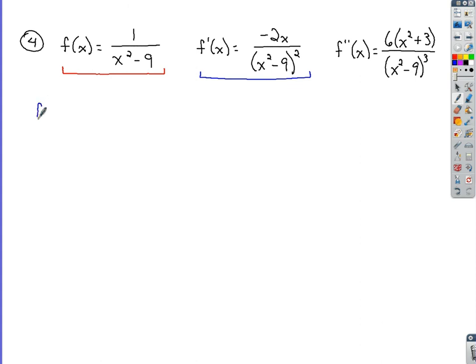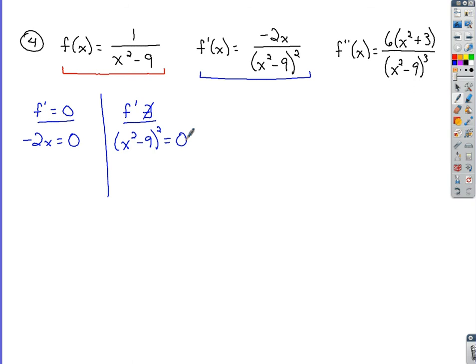So if you start with this first derivative that's been given, and you dissect it like we've been doing, what we do with the first derivative, we look where the first derivative equals 0. We look where it does not exist. Where the first derivative equals 0, you take your numerator, set that equal to 0, and solve. Where it does not exist, you take your denominator, set that equal to 0, and solve.